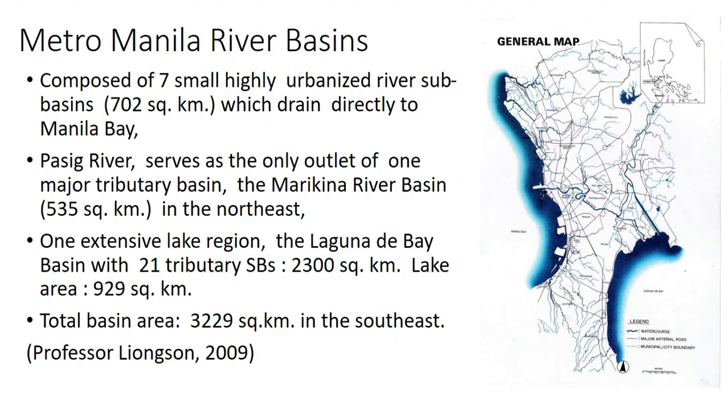Your Metropolitan Manila river basin is composed of 7 highly urbanized rivers. So, as we said, this is from Professor Leongson. If you remember in our lecture 1, I have shared to you that they have proposed constructing a dam in UST. But ever since the beginning, UST or Manila has been the intersection of these several river basins that enable us to be the outlet.